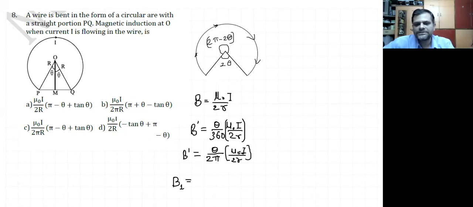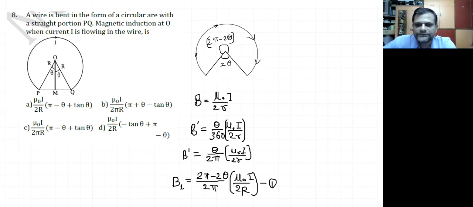So therefore we can just replace this theta by 2 pi minus 2 theta, so that we can get it as (2 pi minus 2 theta) divided by 2 pi into mu naught I upon 2r, where r is going to be the radius of the circle, which is capital R here, and current is the same as I only. So therefore we can get it as mu naught I upon 2 into capital R. So this is equation number 1, we can just record it here.